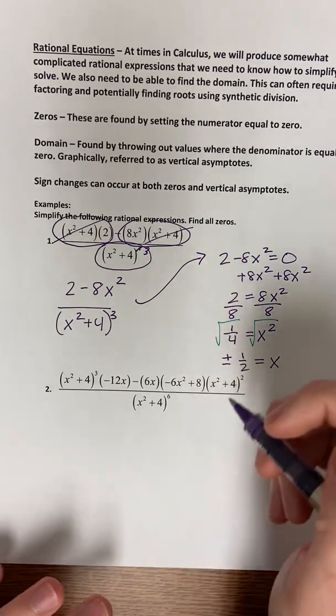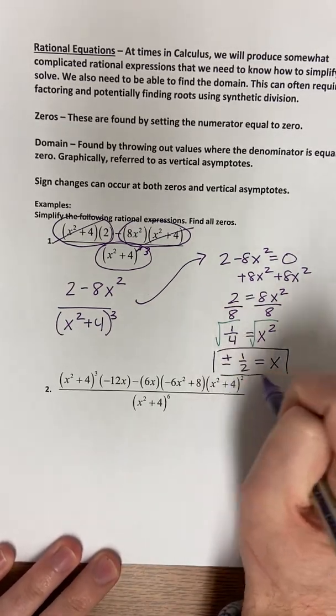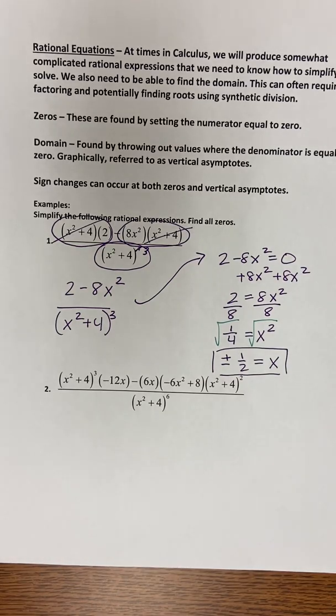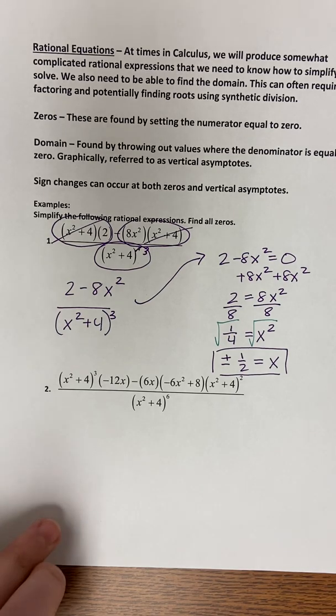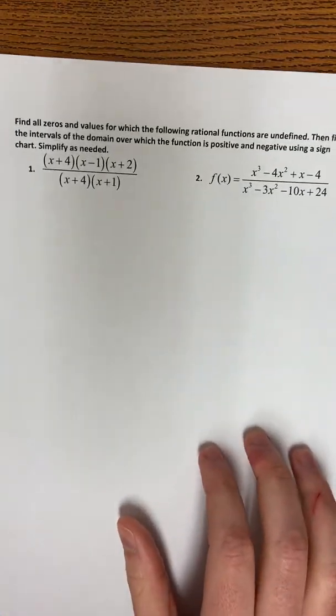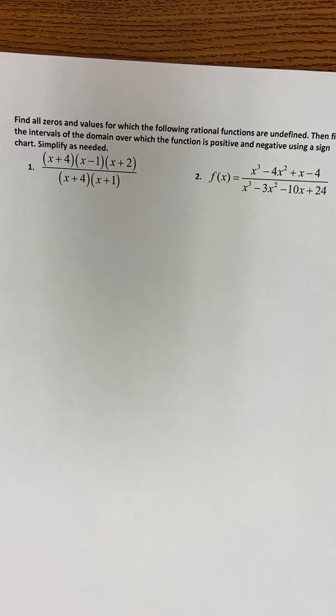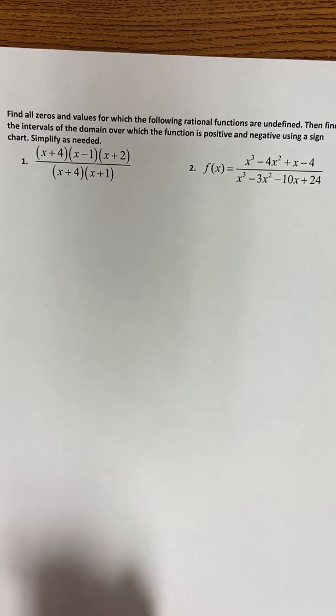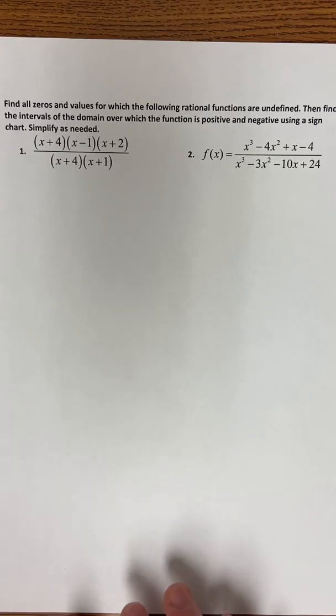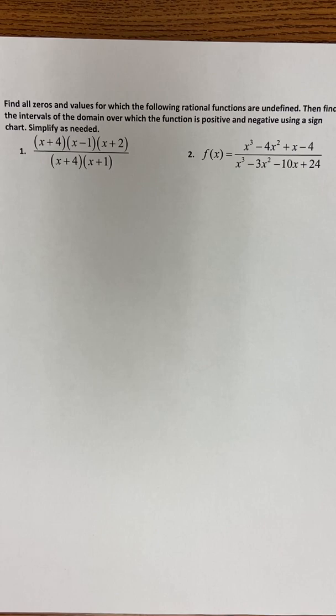I'll let you practice doing this again on problem number 2, but there are going to be situations where we really need to find the zeros, and it's going to require us to clean up these equations. Now, on the last page of these notes, I'm going to ask you to do that and quite a bit more. So I want you to find the zeros, the values for which the following rational functions are undefined, and then find the intervals over the domain over which the function is positive and over which the function is negative, and we'll use that same sign chart that we used on the inequalities earlier in this lesson.